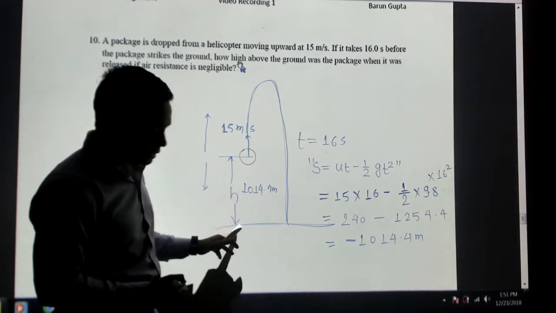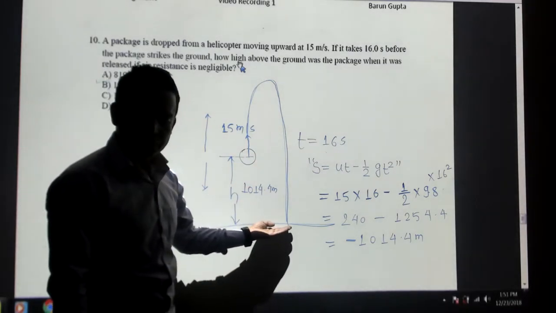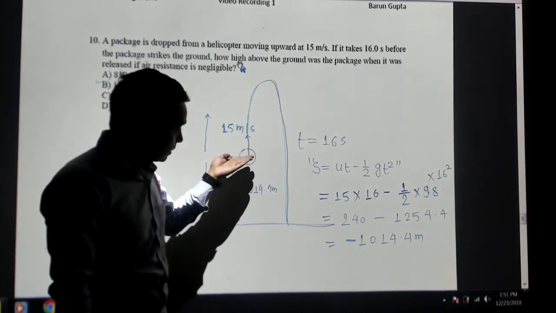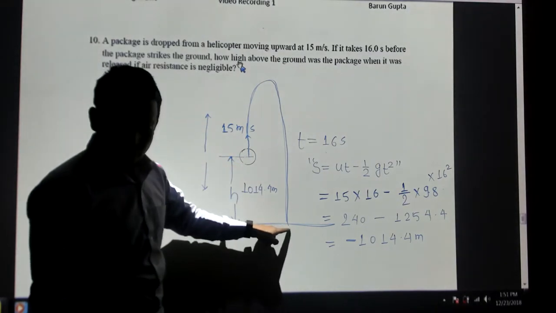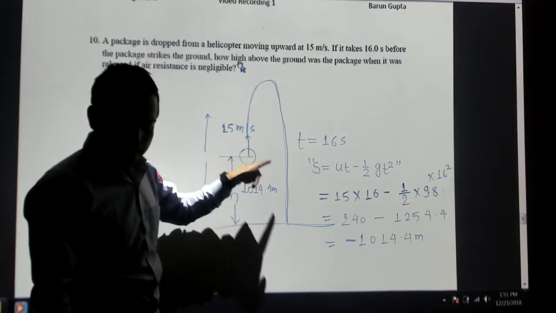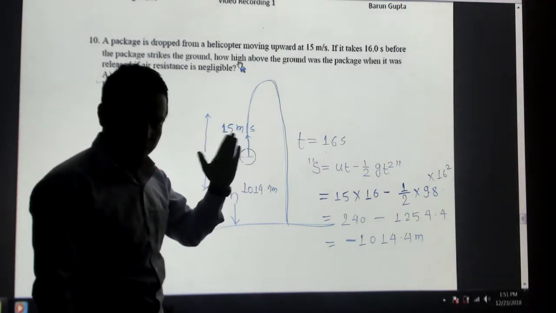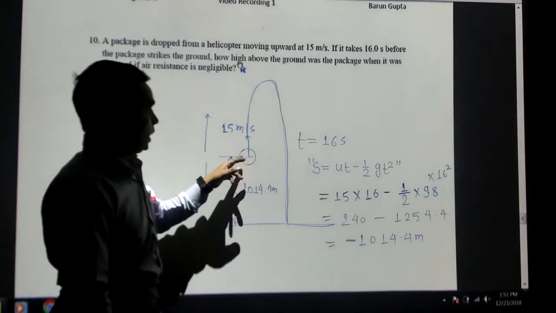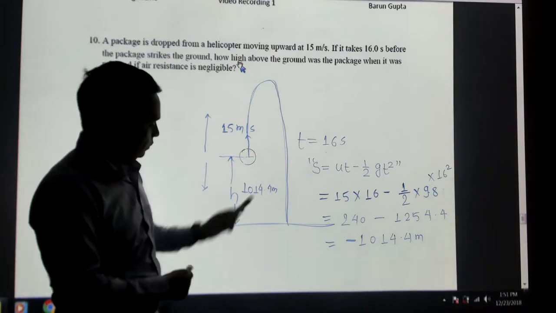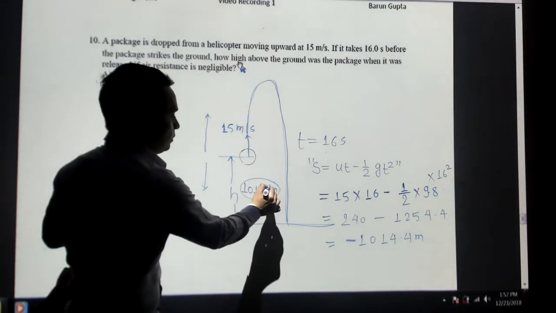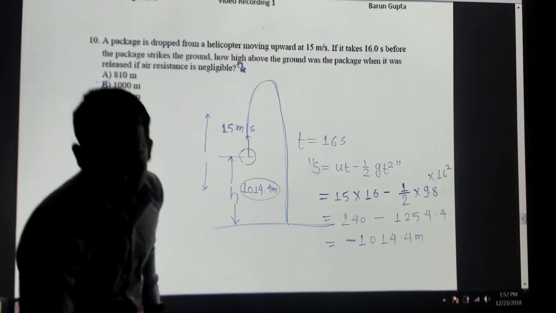Why this distance? Because see, I started from this point. This is my time t equals 0, and this is my time t equals 16 seconds. So what is the total displacement between this point and this point? That's what this gives you. I started from this point, my ending point is this, and between this starting point and the ending point, the total time is 16 seconds. And I plug everything in with a proper direction, a proper sign. I use the negative sign here because at this point, the object is moving upward, which is against the gravity. So when you do that, the answer you got is 1014.4 meter. The closest answer here is 1000 meter. Okay? So this is your answer.